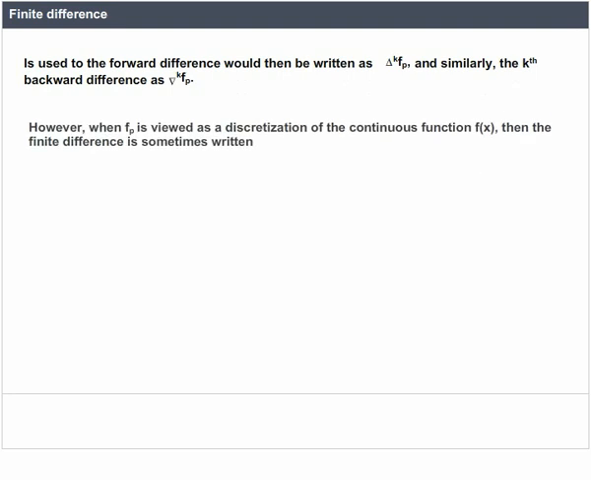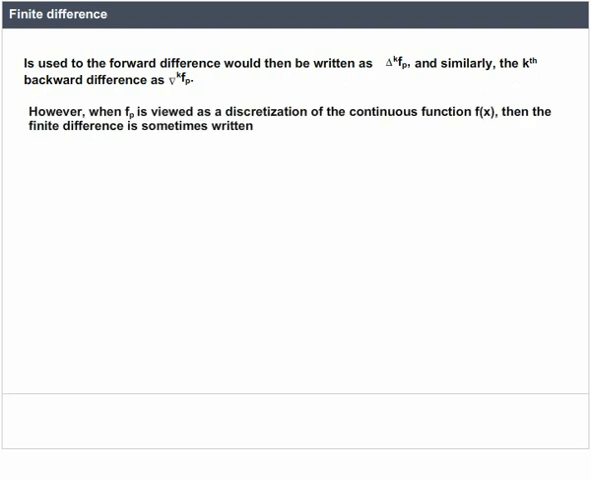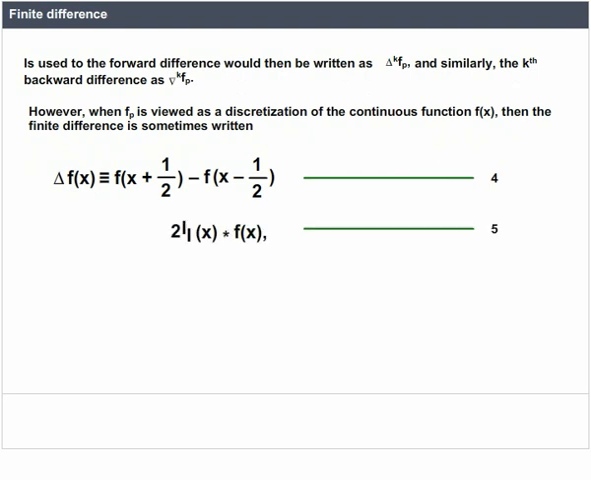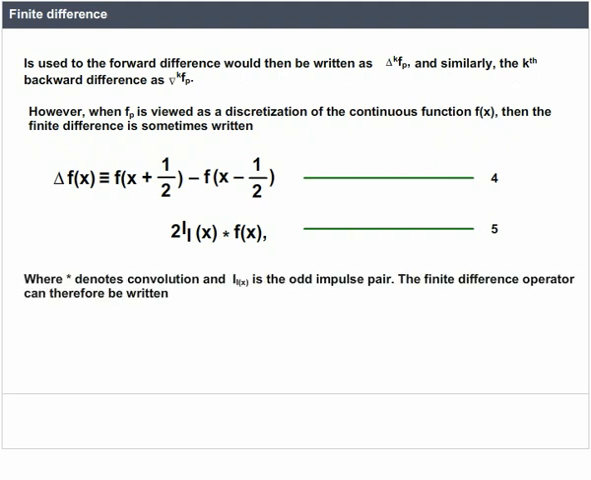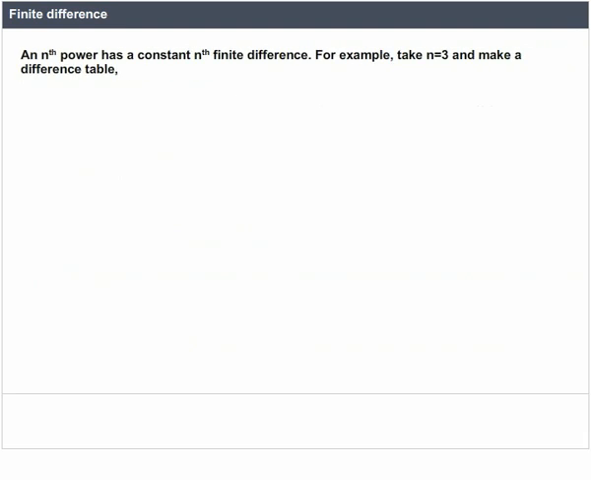However, when f_p is viewed as a discretization of the continuous function f(x), then the finite difference is sometimes written δf(x) ≈ f(x + 1/2) − f(x − 1/2), called equation number 4. Equation 5 is 2 times the odd impulse pair of x convolved with f(x), where star denotes convolution and the symbol is called the odd impulse pair. The finite difference operator can therefore be written δ ≈ 2 into odd impulse pair star, with nth power as a constant nth finite difference.